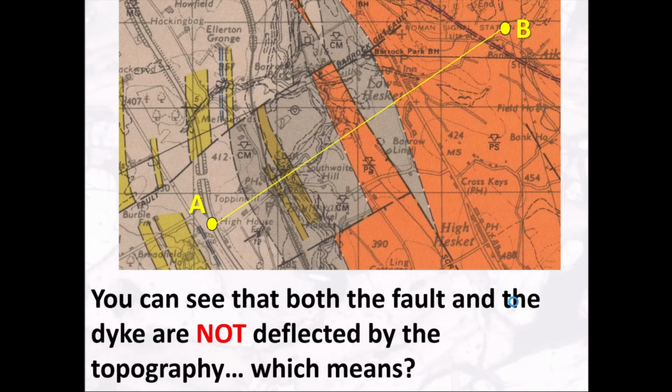So if we look at both the fault and the dyke, we can see that neither of them are really deflected by the topography. They're pretty much linear all the way across the map area that we can see, right? If we follow this fault down, it's almost a dead straight line. It just cuts across. We've even got some ground contours here. It just cuts straight across those contours as if they weren't even there. Same thing goes for the dyke. It just cuts straight across them as if they weren't there at all.